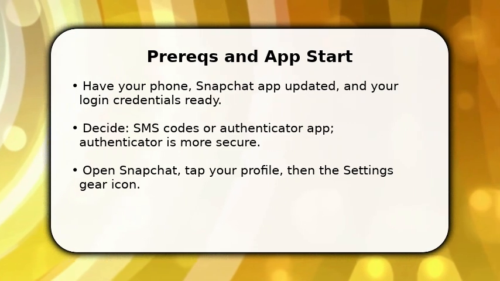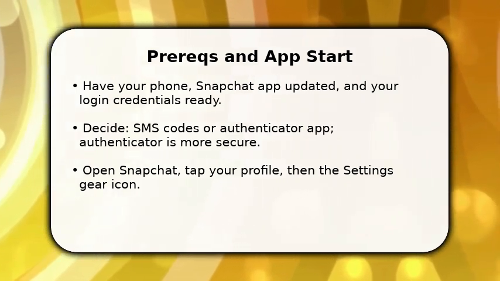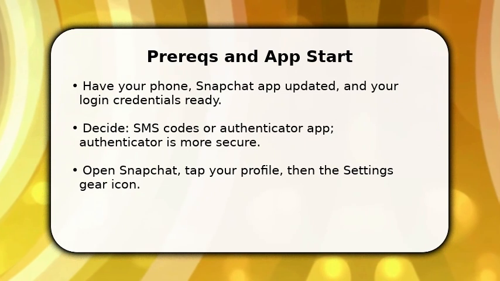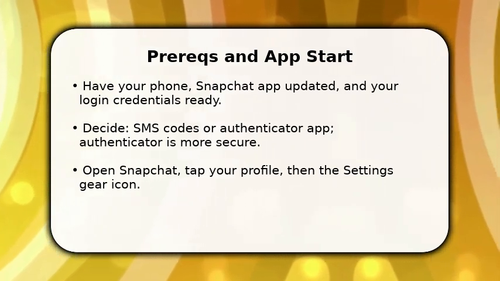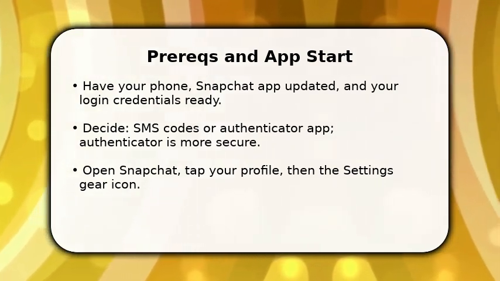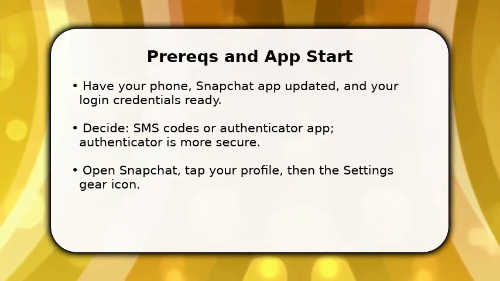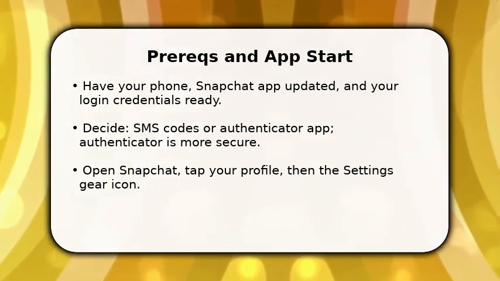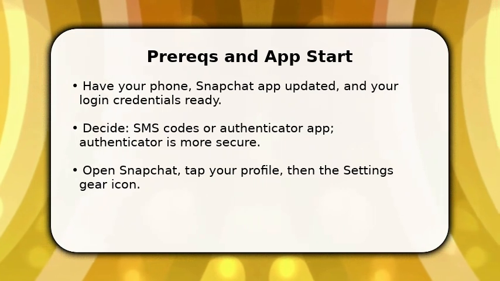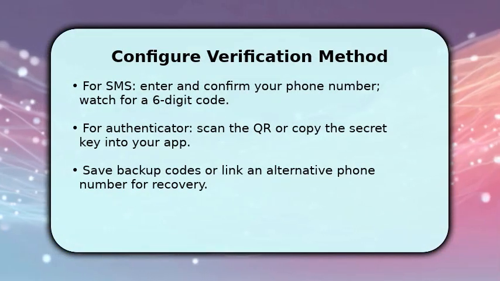Make a quick decision now. Use SMS for convenience or an authenticator app for stronger security. I recommend an authenticator. Once you've chosen, scroll to Login Verification to begin the setup flow, and follow prompts to add a verification method. You're now configuring the verification method.